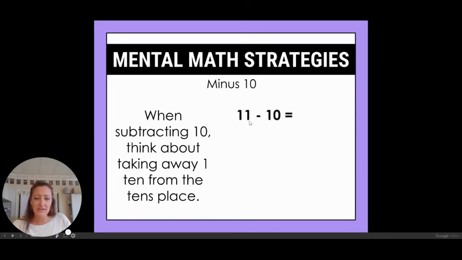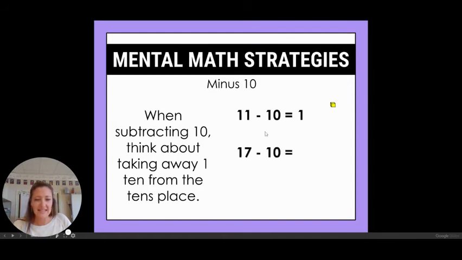So let's start with 11 minus 10 and let's visualize those base 10 blocks. So I'm going to start with my 11. Here's my 10 plus 1 more, which is 11. If I'm taking away this 10, how much am I left with? Just 1. So when I'm looking at 11, this 1 is in the tens place, and that's what I took away. So I'm left with just this 1. Let's look at another one.